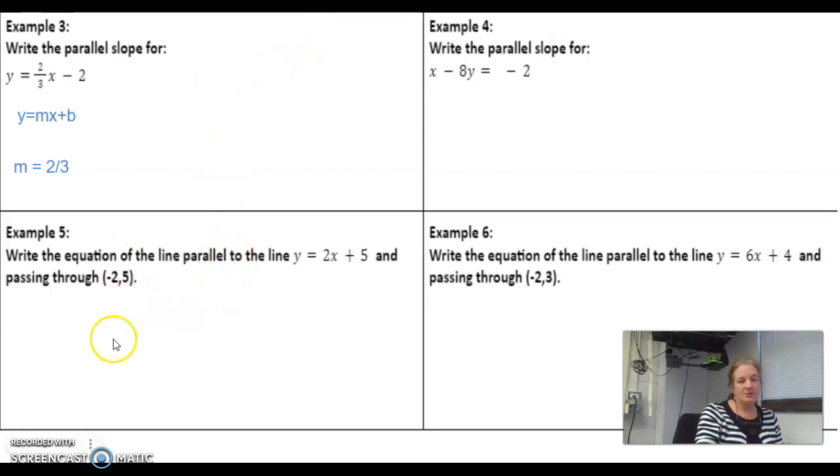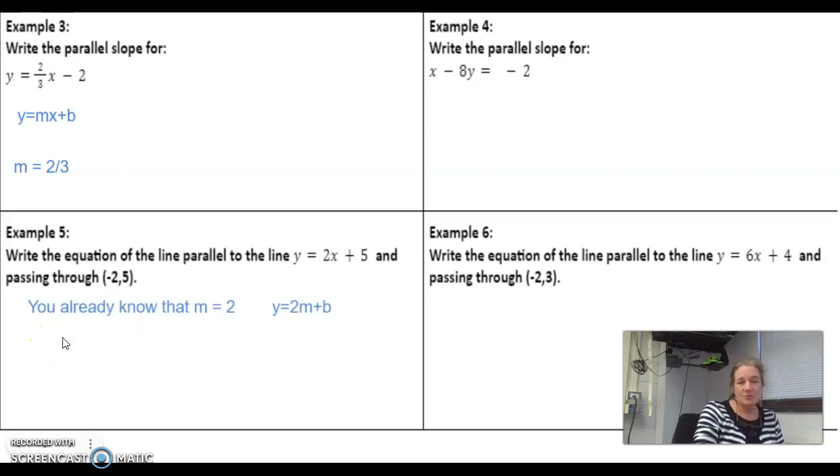All right, so now let's look at number 5. Write the equation of a line parallel to y equals 2x plus 5 that passes through the point -2, 5. So what I'm saying is I'm giving you a line, and I'm giving you a point somewhere else on the graph, and you need to figure out which line would be parallel to it.